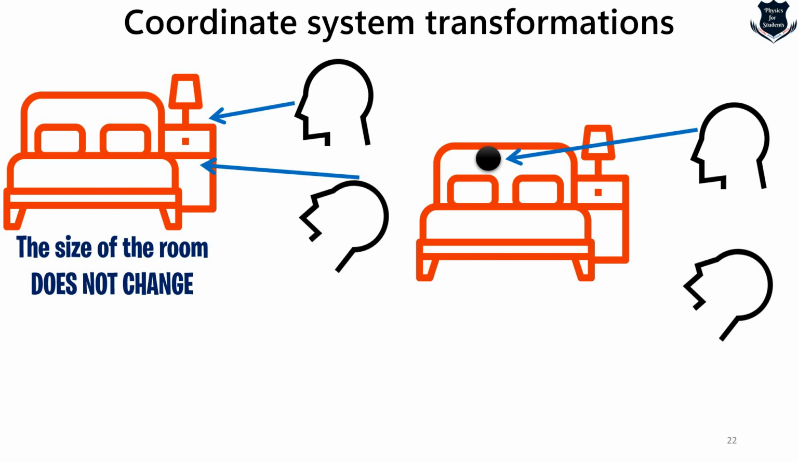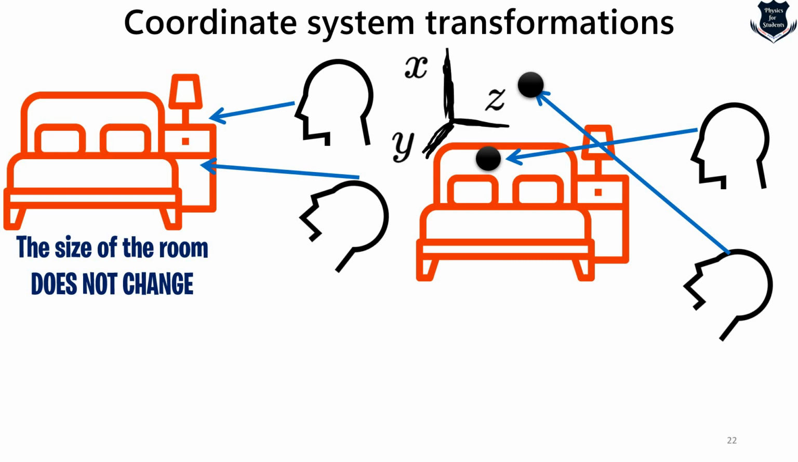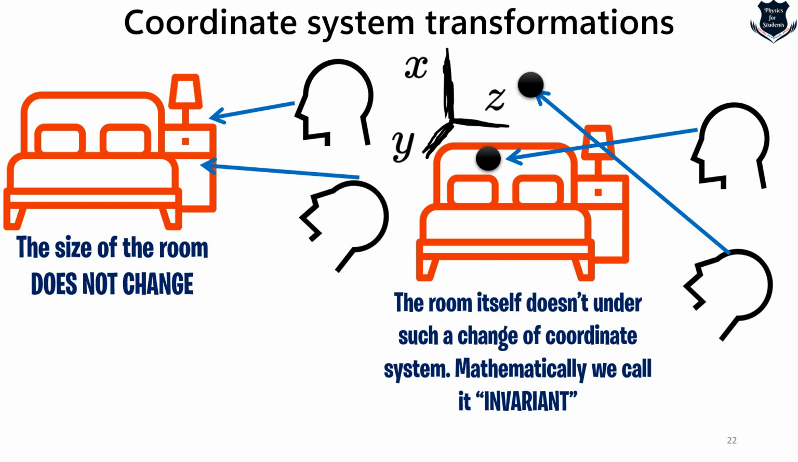Again in the same way I have tilted my head. I mean to say I am looking upstairs, a little bit up. What will happen? This dot will move, or I would say the coordinate would move in this direction, and I can plot that on an XYZ Cartesian coordinate system. So what I'm trying to tell is this: the room itself does not change under such a change of coordinates. Mathematically, we call this invariant.